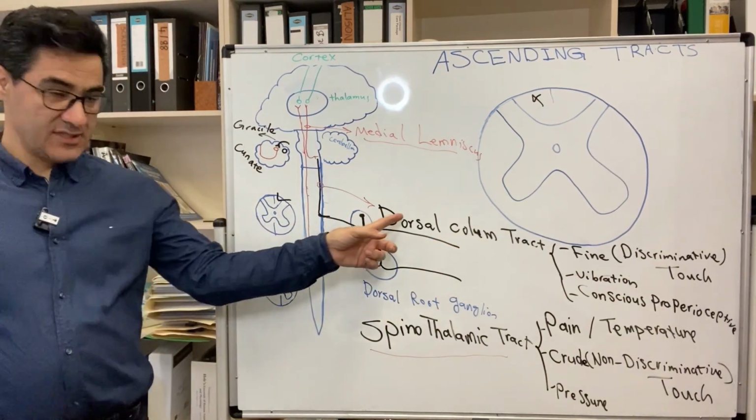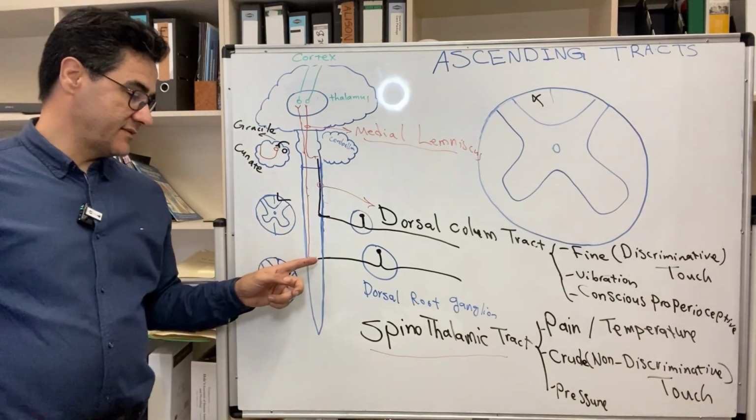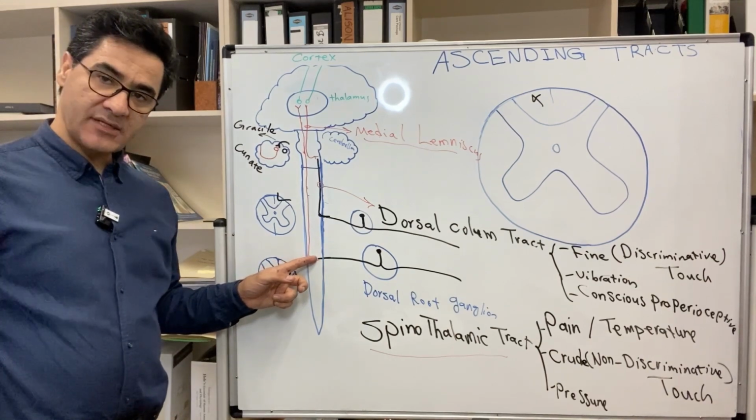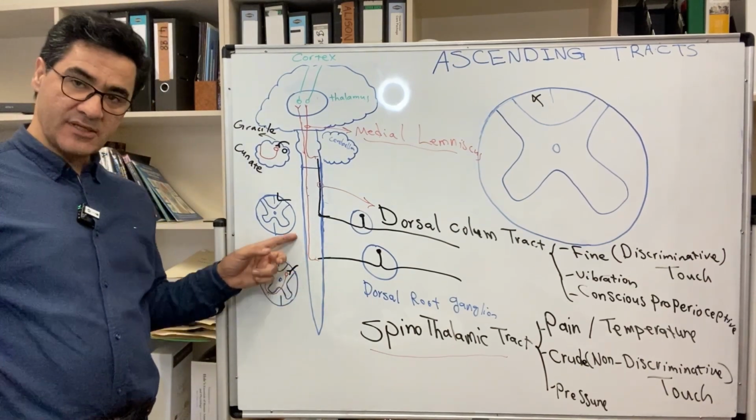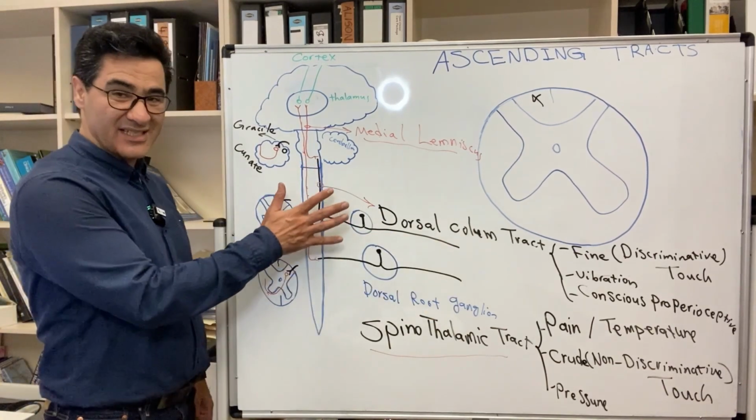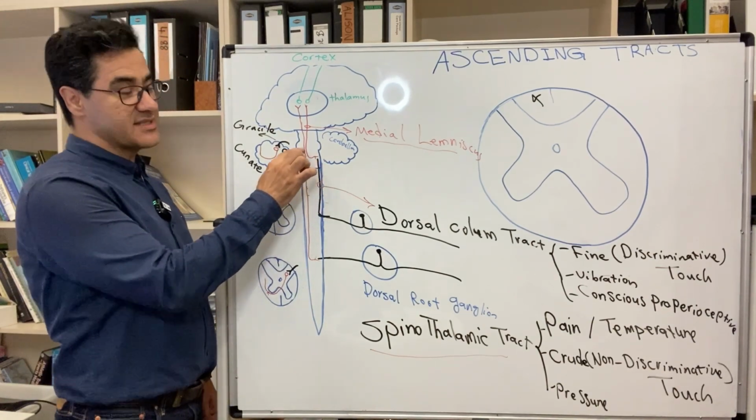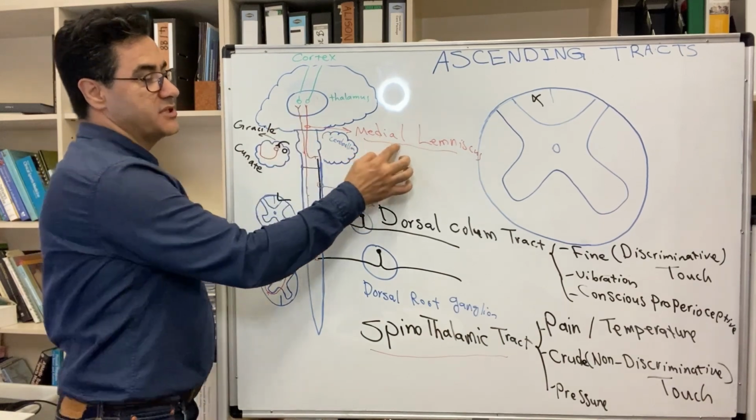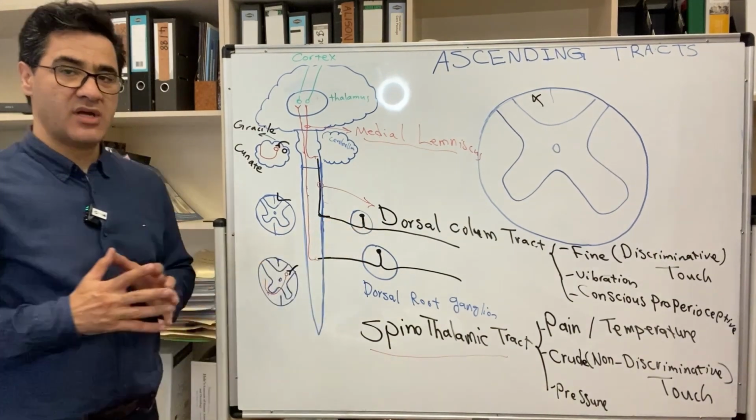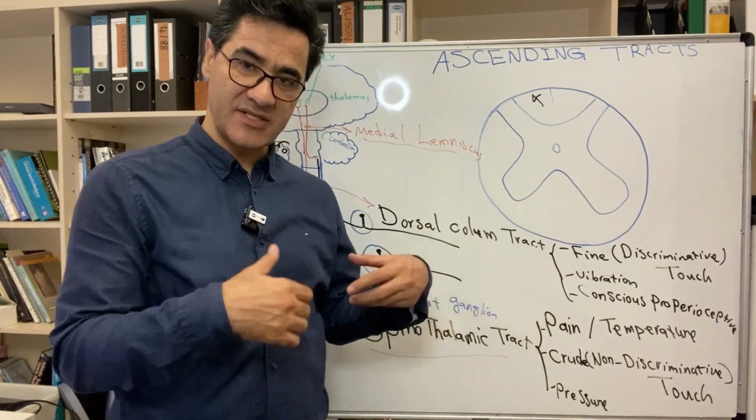So now we have learned the pathway of the dorsal column tract. What is the difference between the dorsal column tract and the spinothalamic tract? The big difference is that the second order neuron cell body of the spinothalamic tract is within the spinal cord, so it crosses in the spinal cord, whereas the second order neuron of the dorsal column tract is not in the spinal cord, it's in the medulla, and then it crosses in the medulla and runs all the way up. The name changes to the medial lemniscus. This is the big difference between these two tracts. And the other difference is that they are carrying different sensory information.